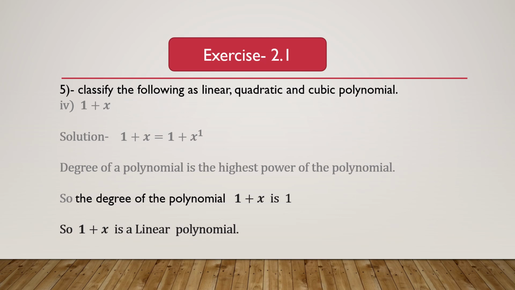The fourth bit is 1 plus x. We can write x as x to the power 1. So the degree, or highest power of this polynomial, is 1. The degree of 1 plus x is 1. As its degree is 1, it is a linear polynomial. So 1 plus x is a linear polynomial.